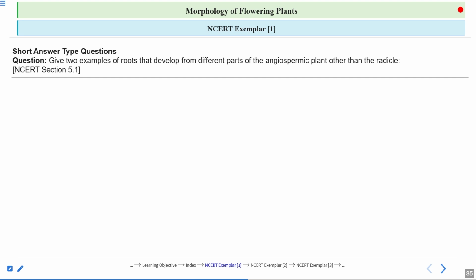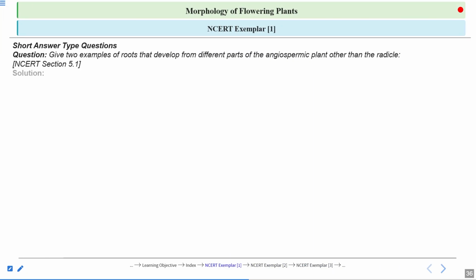Next question. Give two examples of roots that develop from different parts of the angiospermic plant other than the radicle. Let us see the answer. Two examples of the roots that develop from the different parts of the angiospermic plant.